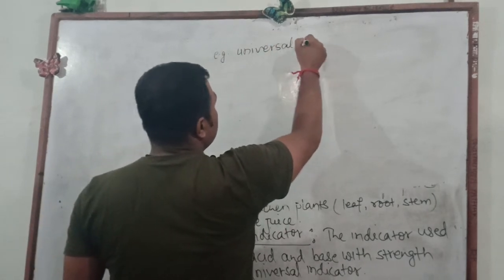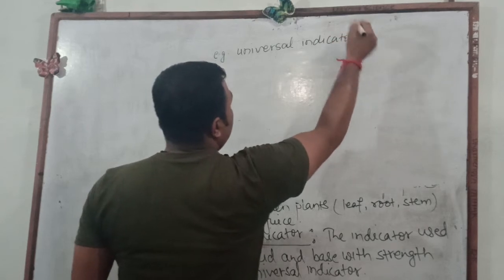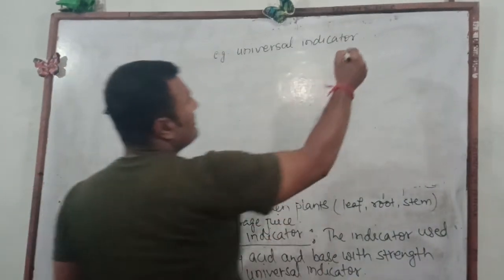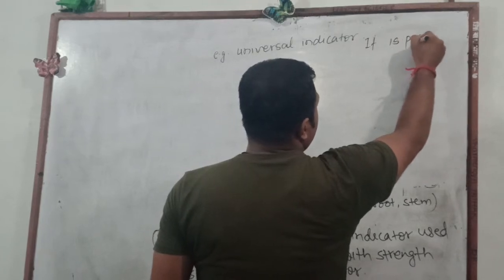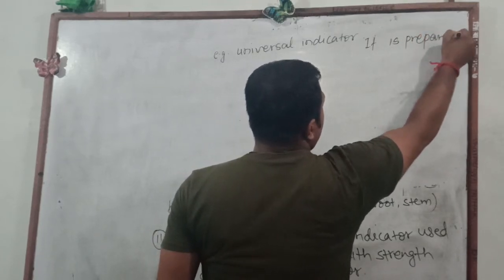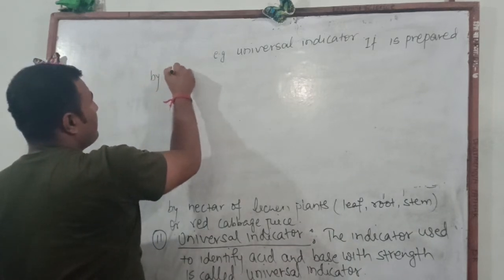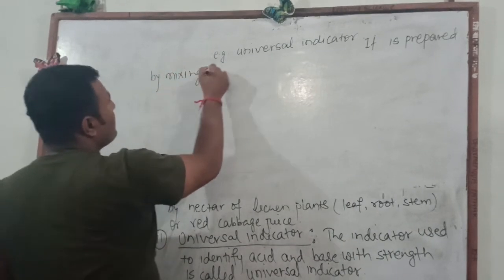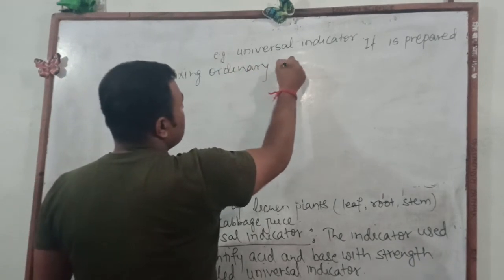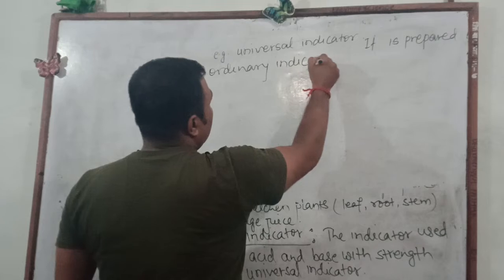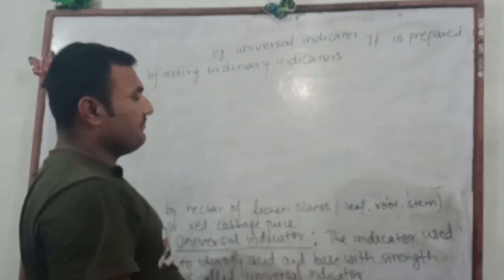Universal indicator. And how is it prepared? It is prepared by mixing ordinary indicators. Ordinary indicators हरूलाई मिक्स गरेर बनाइन्छ.